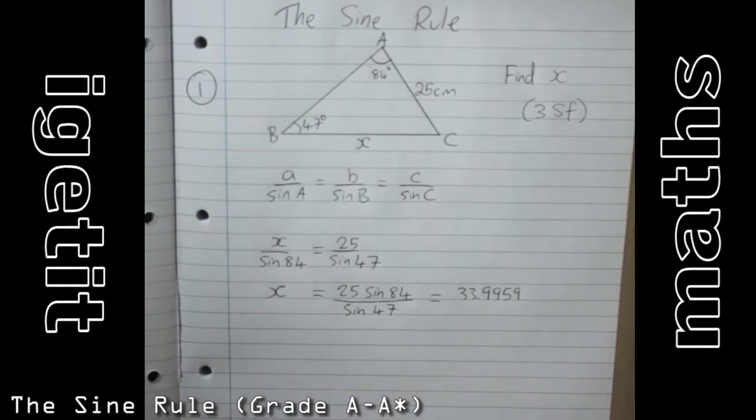Now remember to make sure your calculator is in degrees mode. You might have a little D at the top, or it might say deg. If it says R or rad or G or grad, it's wrong. It needs to say deg, degrees.